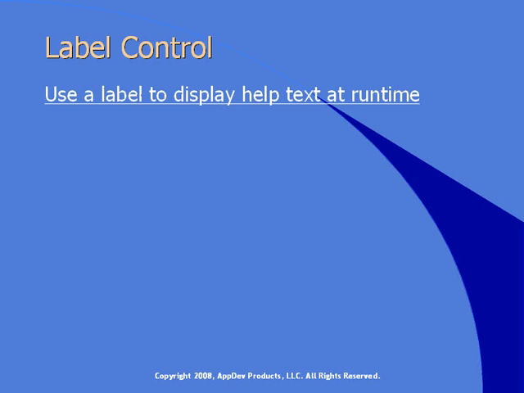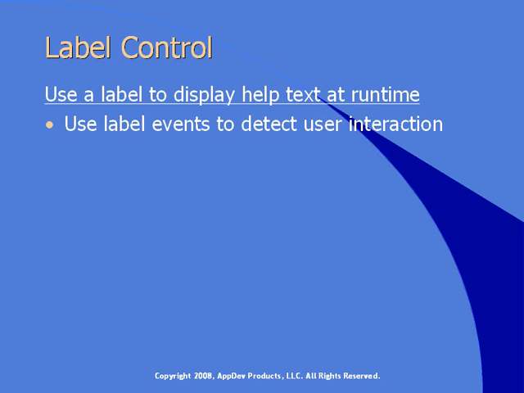And you might want to use a label to display help text at runtime. And maybe you don't want the form to show up with the help text already there. You want this to be more contextual. Well, to do that, you can use certain events on the label to determine what the users have done. So for example, you can use the click or the double click events to have help text appear when the user clicks or double clicks on a label.